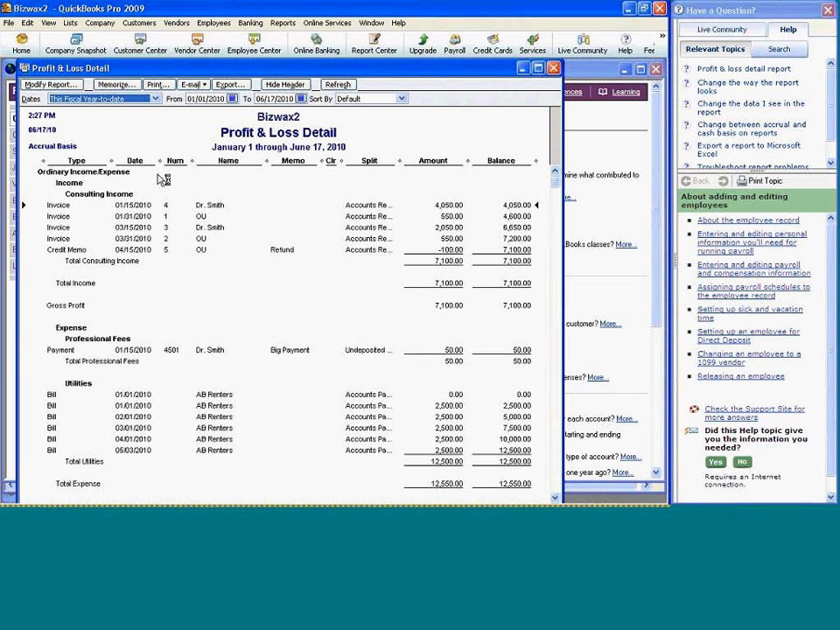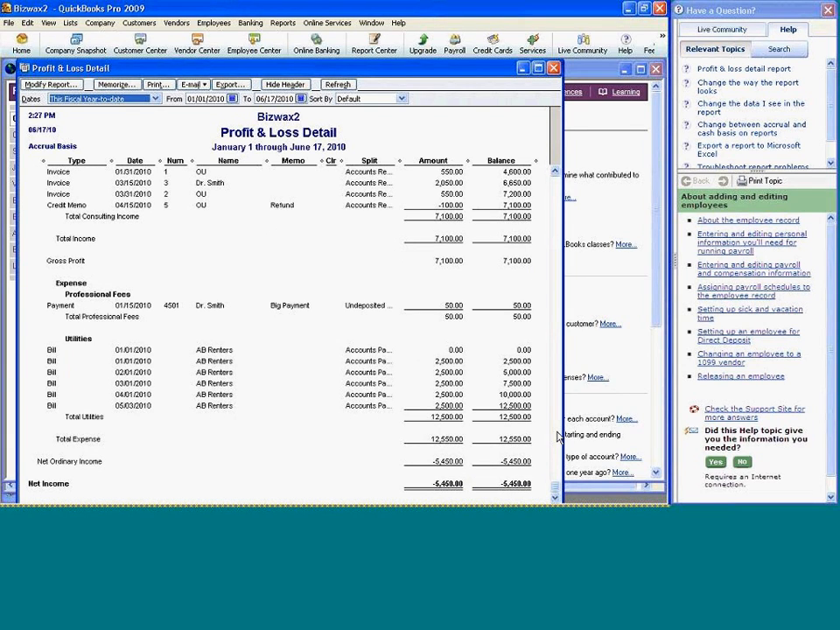The detailed report shows us the consulting income that we had from Dr. Smith and the OU, the refund we gave, that's the whole big detail, the total professional expenses, the big payment there, the utility bills that we had to pay to AB renters. So this is a detailed picture of everything that's happening in our company. So then it shows, again, the $5,450 net ordinary income.